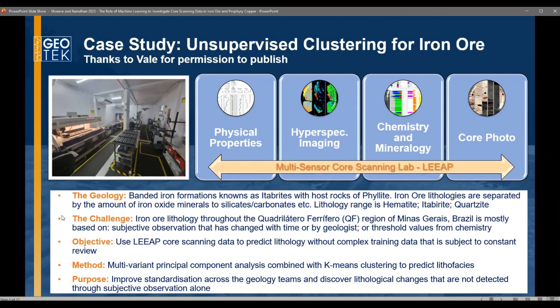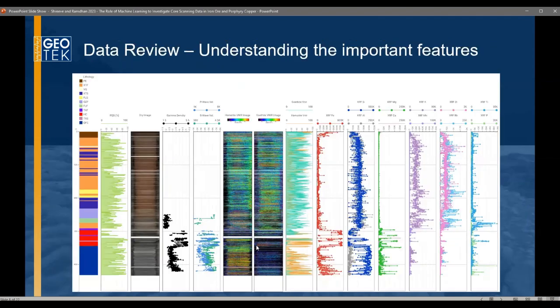So can we use LEAP core scanning data to predict lithology without the need of a very complex training data set, which also doesn't really exist because of that consistency? Now, to do this, we used a multivariate approach, and we've used principal component analysis and k-means clustering to predict lithology, to try and improve standardization across the geology teams and discover what we might not know about this lithology as well. So where do we start?